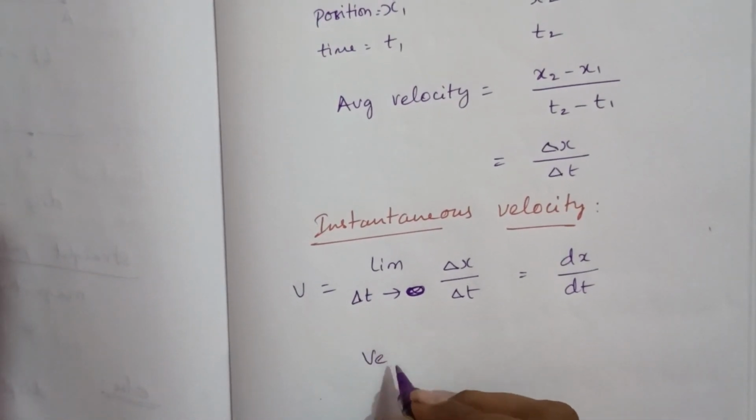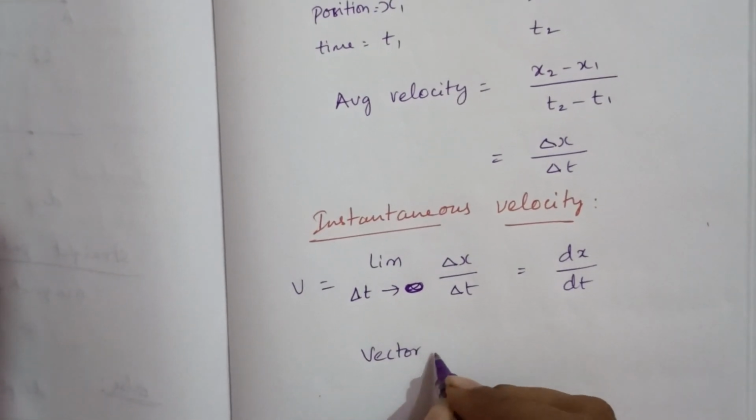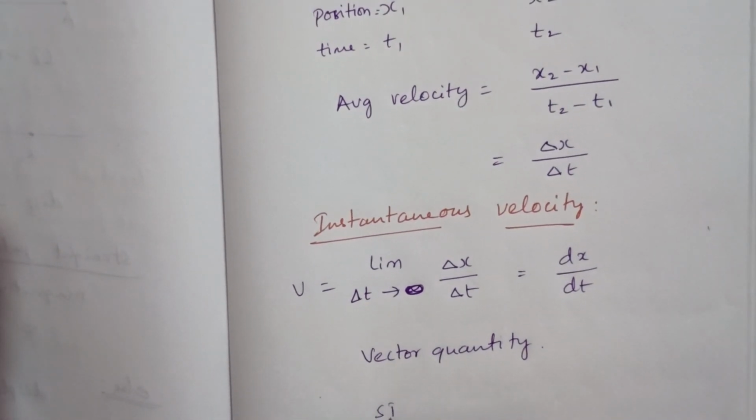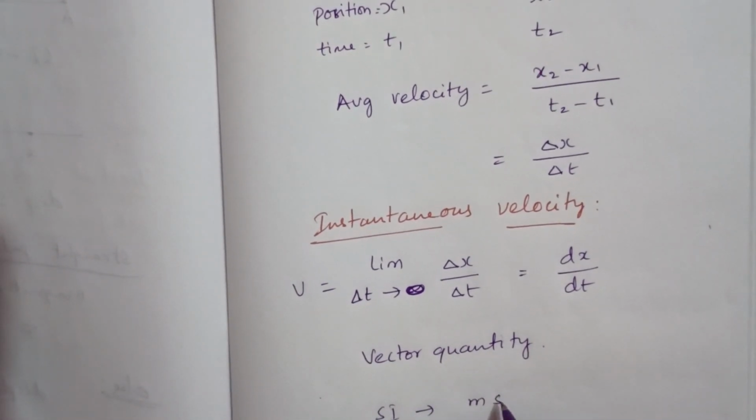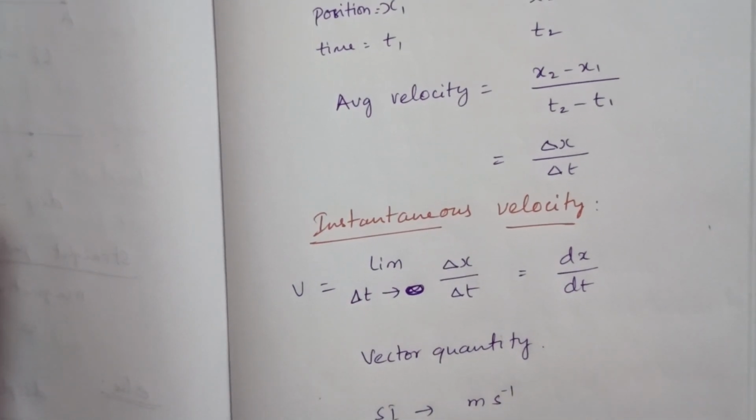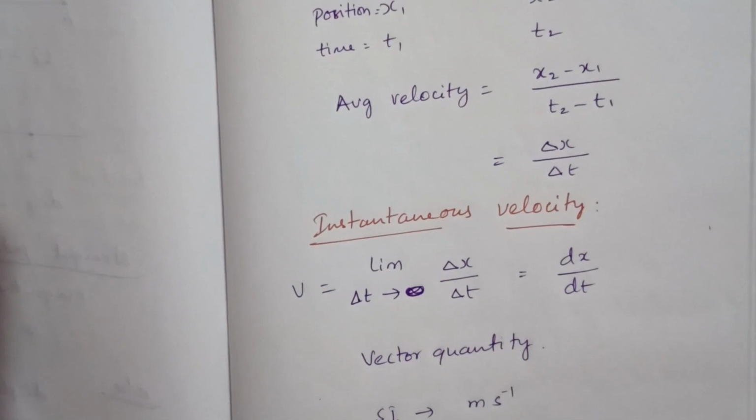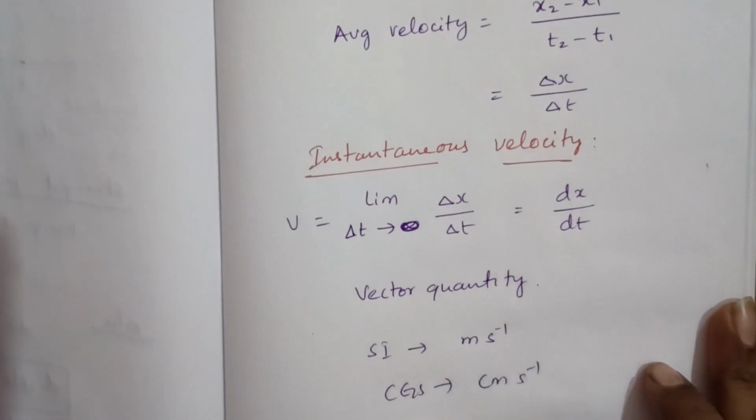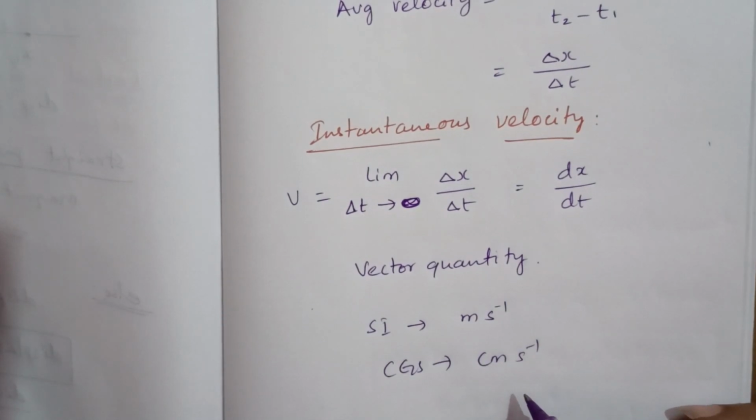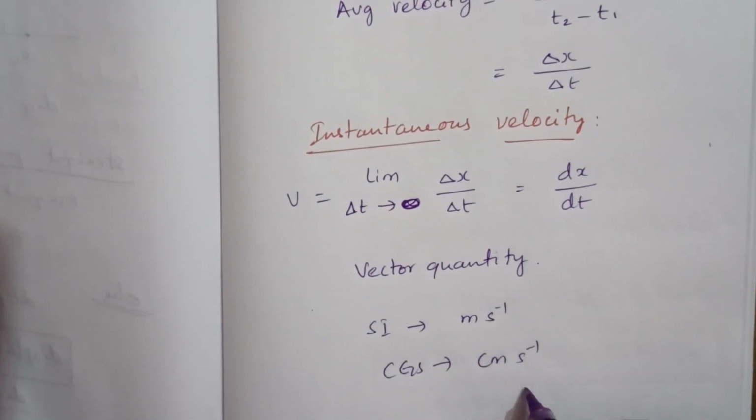Velocity has both magnitude and direction, so it is a vector quantity. The SI unit of velocity is meter per second. The CGS unit of velocity is centimeter per second.